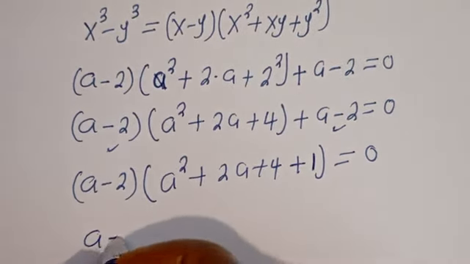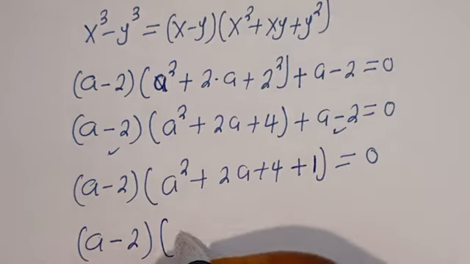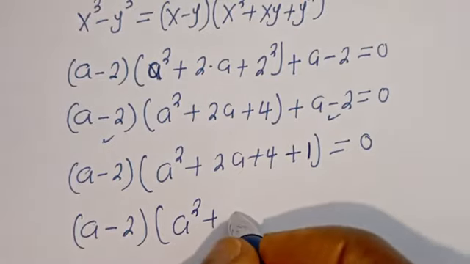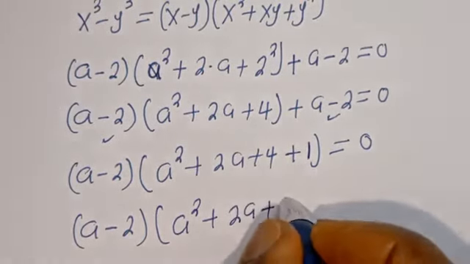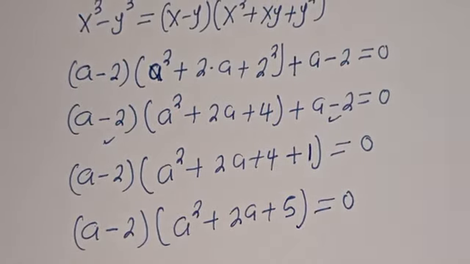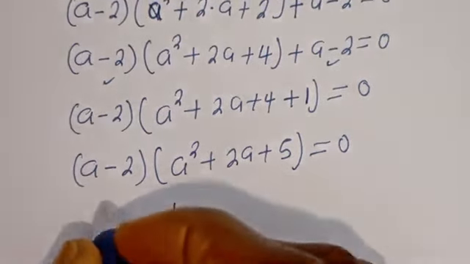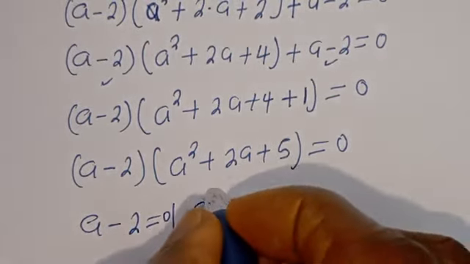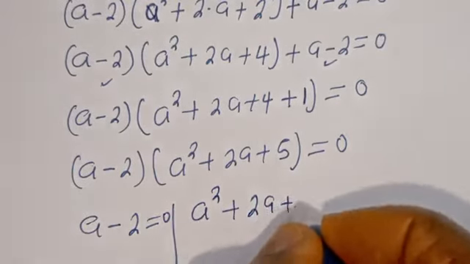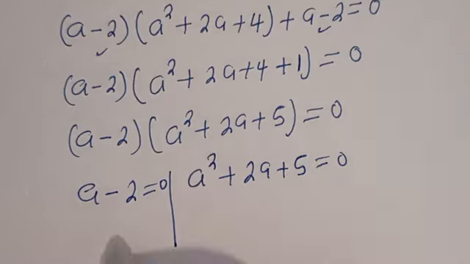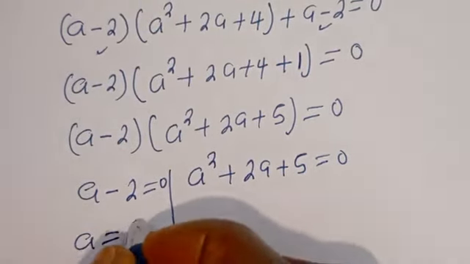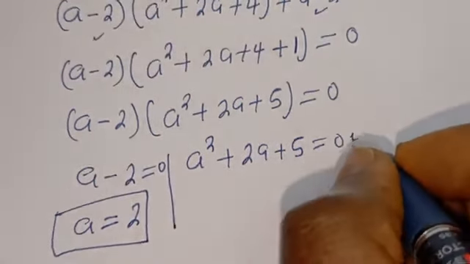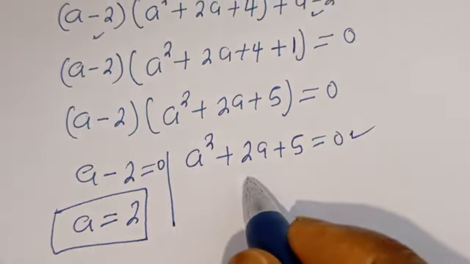Here we have a minus 2 bracket, we have a square plus 2a plus 4 plus 1, that is 5, is equal to 0. Then here there are two cases. The first case is a minus 2 equal to 0, and the second case is a square plus 2a plus 5 is equal to 0. Then a is equal to 2 from here, and this is the first value of a. And also from here, this is a quadratic equation which can be solved using the quadratic general formula.